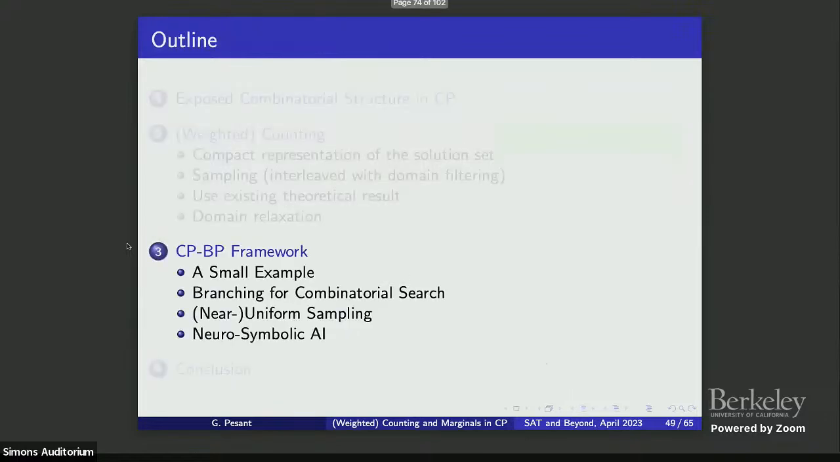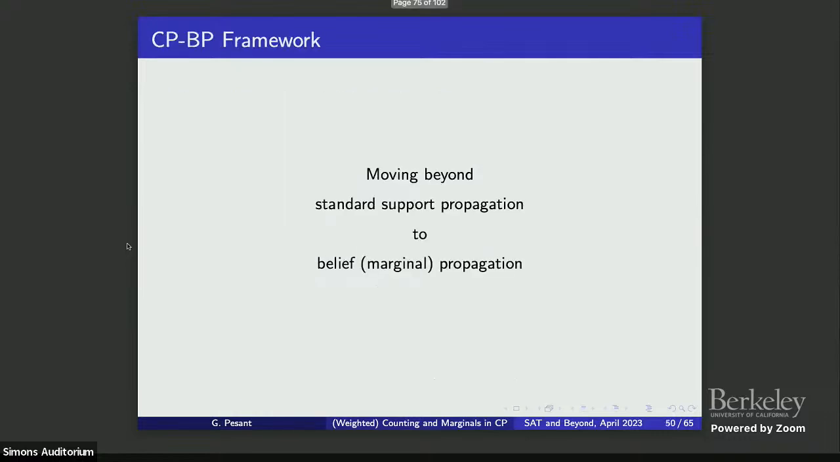Okay. I really want to get to this part here. So I've been telling you about counting, weighted counting. What can we do with that? I want to move beyond standard support propagation. What we call constraint propagation, but you're basically propagating which values in the domains are still supported. And I want to move to propagating beliefs or marginals.